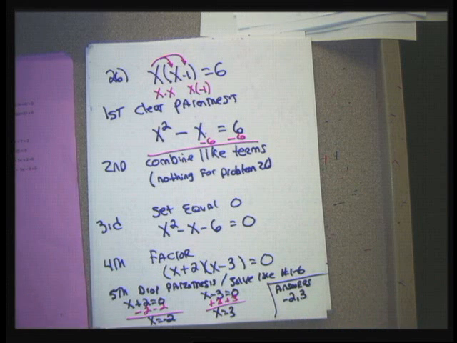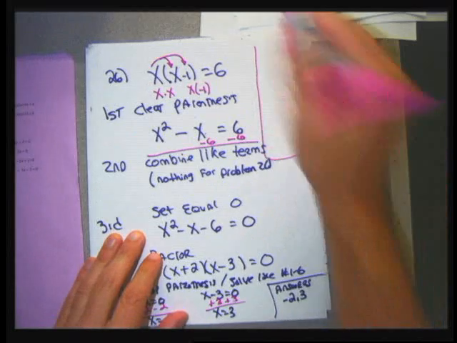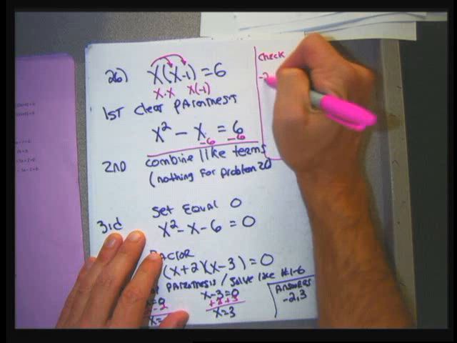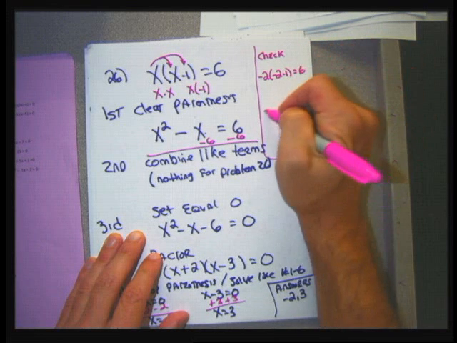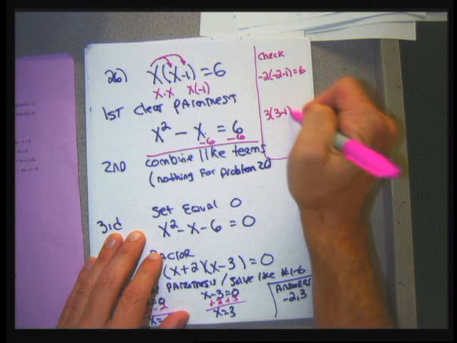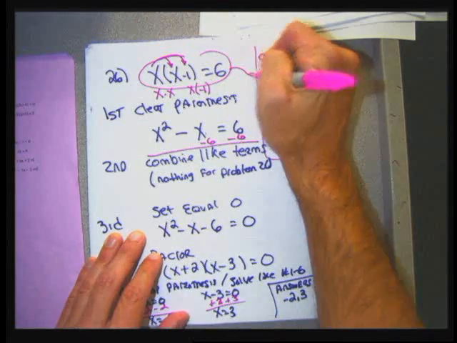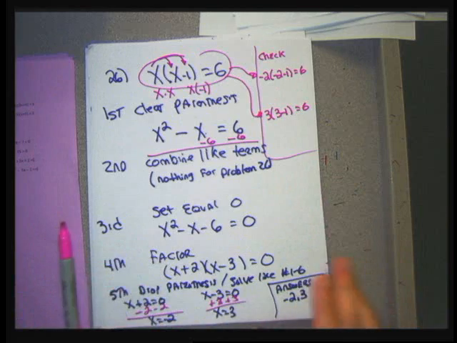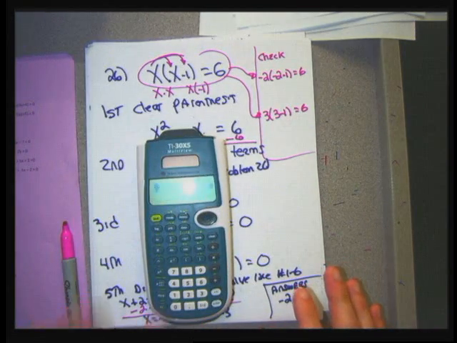I can check them on my calculator super easily. So to check, I'll just squeeze it in here just to show you. The two things that I need to check are negative 2 and positive 3. I check by going to my original problem and changing either the x to negative 2 or the x to 3. For the answers to be correct, both sides have to come out to be 6. I use my calculator to do this.